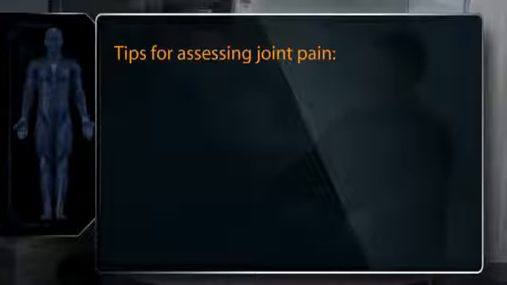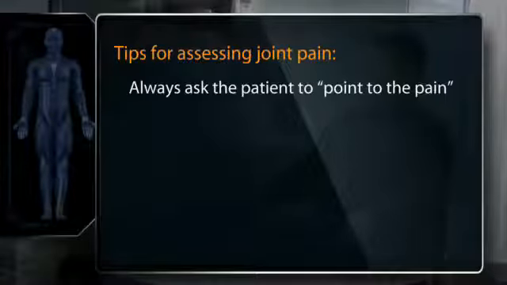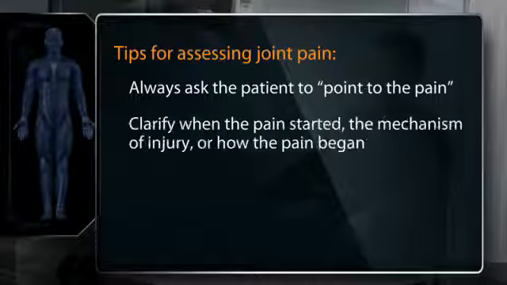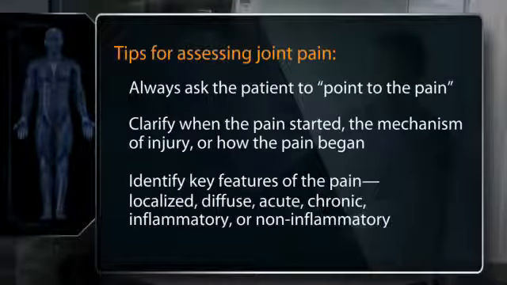Some tips for assessing joint pain are: always ask the patient to point to the pain, since not all patients explain pain well. Clarify when the pain started, and especially the mechanism of injury or exactly how the pain began. For example, the detail relating to trauma or from a particular exercise or movement. Identify key features of the pain. Is it localized or diffuse, acute or chronic, inflammatory or non-inflammatory?